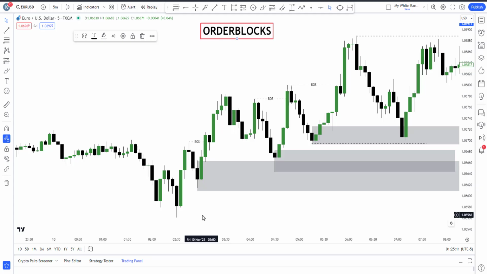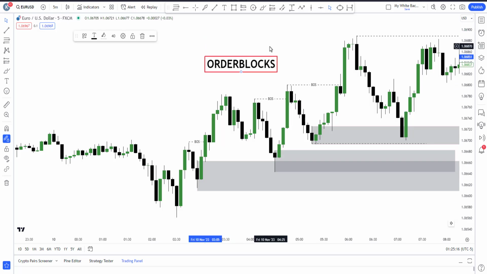Alright traders, welcome back to this video. In today's video I will be explaining what an order block is. If you have been trading the smart money concept, you might have heard about order blocks. You have probably even taken a trade with an order block. It is one of the most popular institutional reference points. But what exactly is an order block?